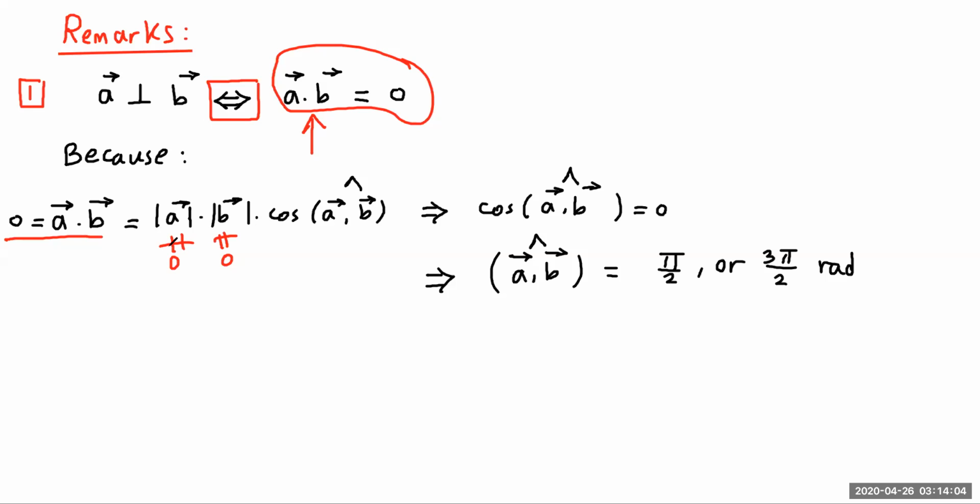So if length A and length B are not 0, cosine theta is 0. Cosine theta being 0 means theta is pi over 2 or 3 pi over 2, so this means A is orthogonal to B. The converse is the same. If I suppose they are orthogonal, theta is pi over 2 and cosine theta is 0. So this is 0 times anything, so A dot B will be 0.